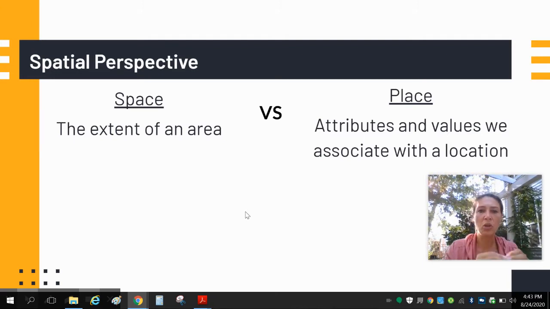Place is when humans turn a space into something that means something to them. We create attributes and values that we associate with a specific location. I always like to give this example, and you guys don't know this yet, but you will. Eventually, in 2.5 years for some of you, you're going to be applying to college, and that's going to be super exciting. Some of you are going to go away to school, some of you really far, and some of you not that far at all. But no matter how far you go, when you come home, there's always going to be that feeling, that sense of home.